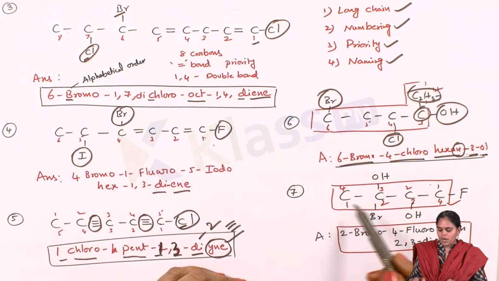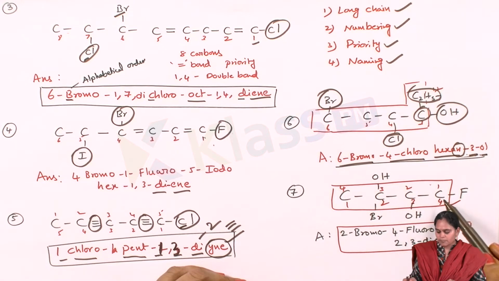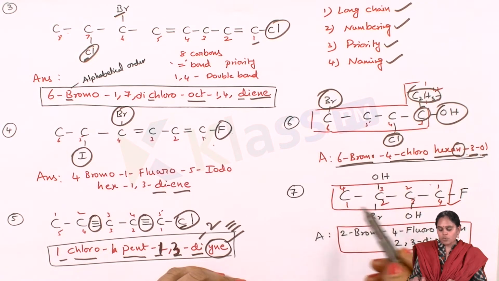See this example. 1, 2, 3, 4 carbons are there, and OH groups are added. If we count from here, 2-OH and then 3-OH is there. And then 2-bromo is also added, and fluorine is also added. The alcohol group we need to give priority. In whichever manner you take, it will come at the same position: 1, 2, 3. So 2-bromo in the second place. Consider this way: 2-bromo, 4-fluoro, alphabetical order A, B, C, D, E, F.